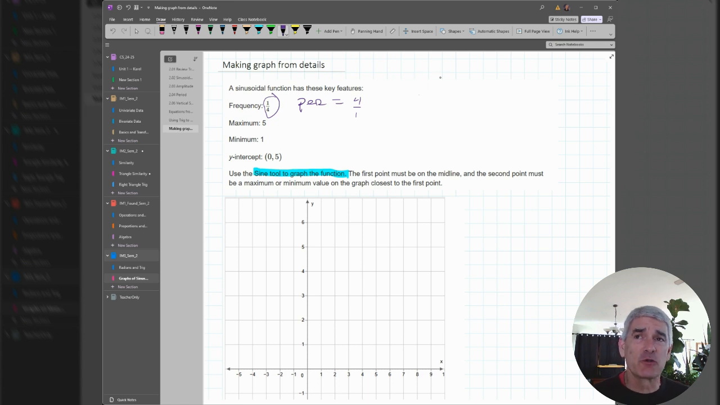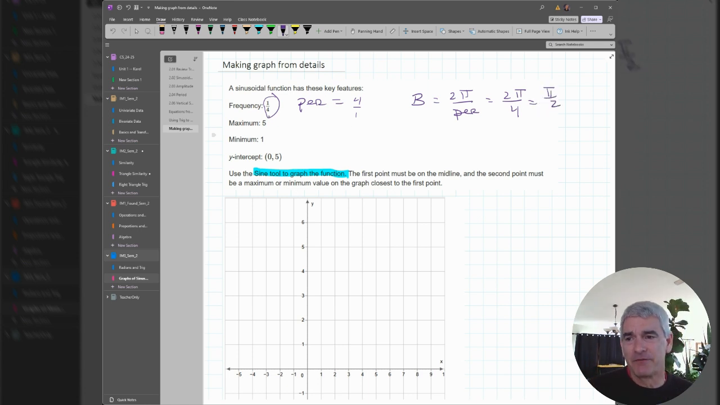But if you were trying to come up with the equation, we use the formula B equals 2 pi over the period. That allows us to find B. It allows us to find the coefficient of x in our equation. So that would be 2 pi over 4 in this case, which we would reduce to pi over 2.